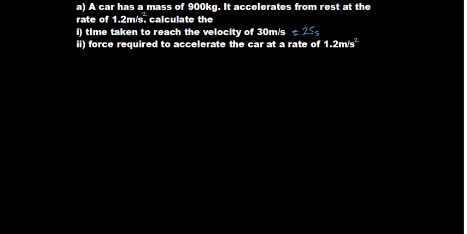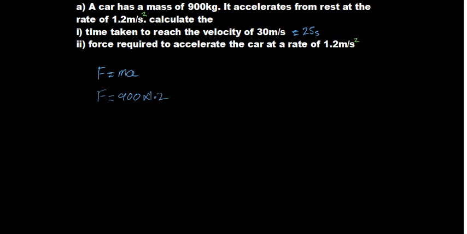Okay, then the other part is asking us for the force required to accelerate the car at the rate of 1.2 meters per second squared. So remember, from Newton's second law of motion, force is equal to the mass of the object in motion, or just the object that we're talking about, multiplied by the acceleration that we have. So force is equal to ma. So in this case you're looking for the force. So the mass that we have been given is 900 kgs multiplied by the acceleration, which is 1.2.